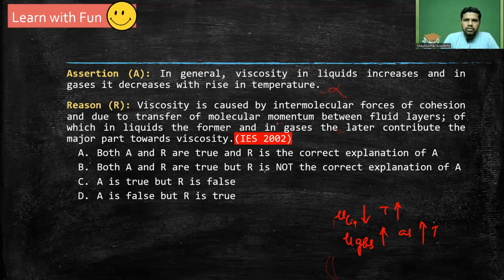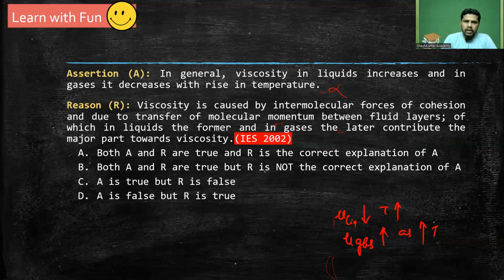It is false. Now the reason: viscosity is caused by the intermolecular force of cohesion and due to transfer of molecular momentum between the fluid layers. Up to this the statement is correct. Now, of which, in liquid the former and in gases the latter contributes the major part.